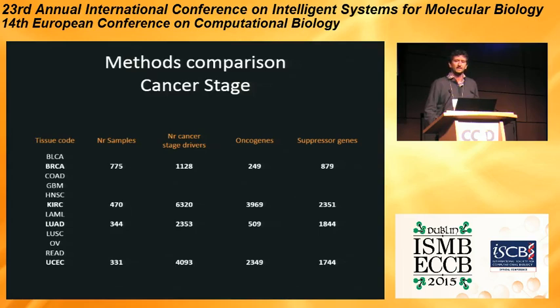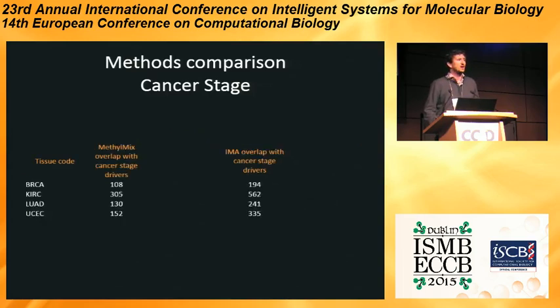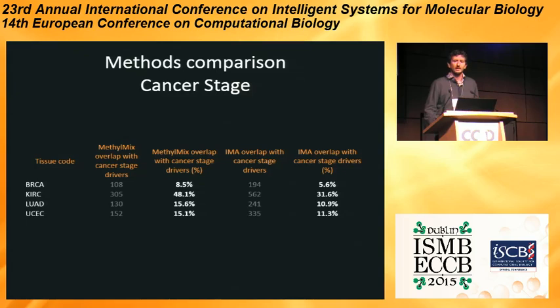So what we did next is we looked at how well MethylMix and these other algorithms can essentially identify genes that overlap with this orthogonal information. And we found that MethylMix essentially was more enriched in these type of genes. For example, for the KIRC or renal cell carcinoma, MethylMix was enriched with over 48% cancer stage drivers, whereas the IMA method identified much less of these genes, only 30%.